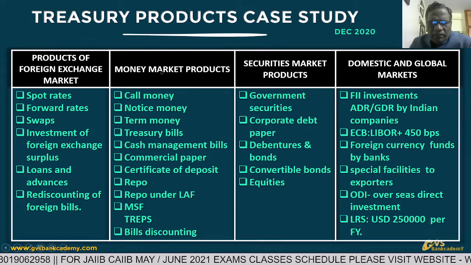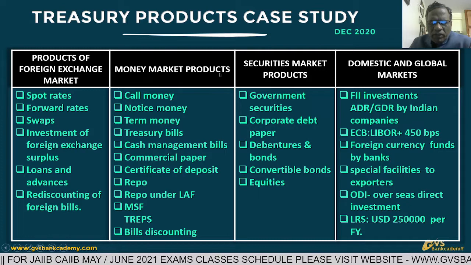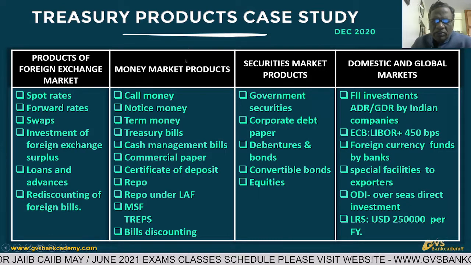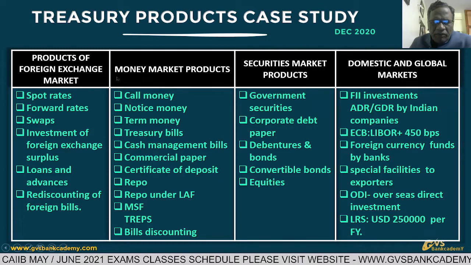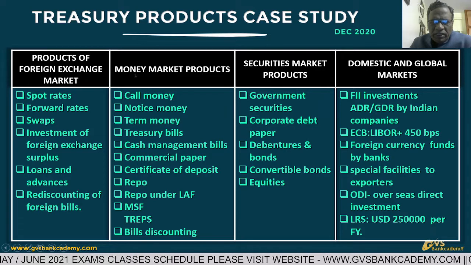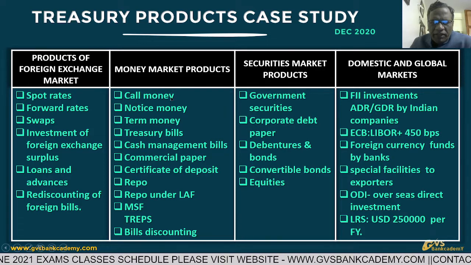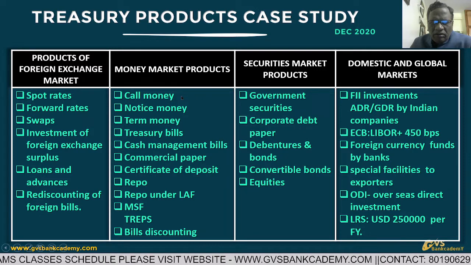Money market is very, very important. Money market is regulated by RBI. Money market period is 1 day to 1 year. For any country, the development of the financial market depends on the money market. It is an organized market. Call money means borrowing or lending overnight, for 1 day.